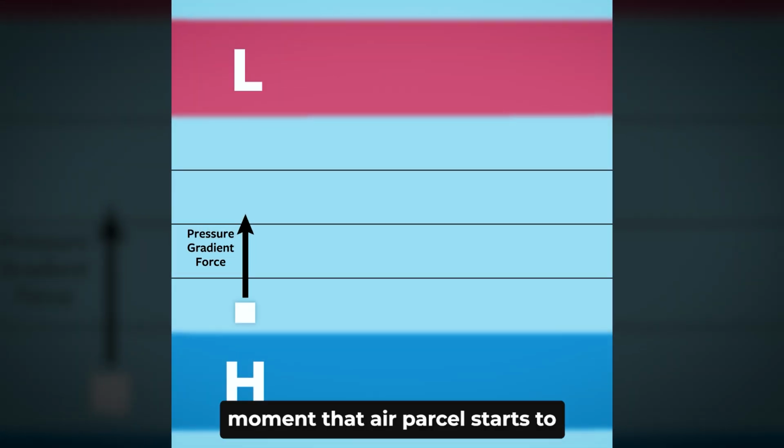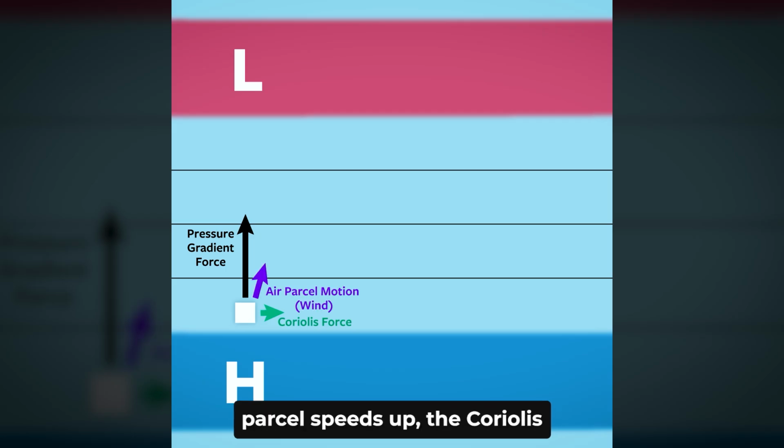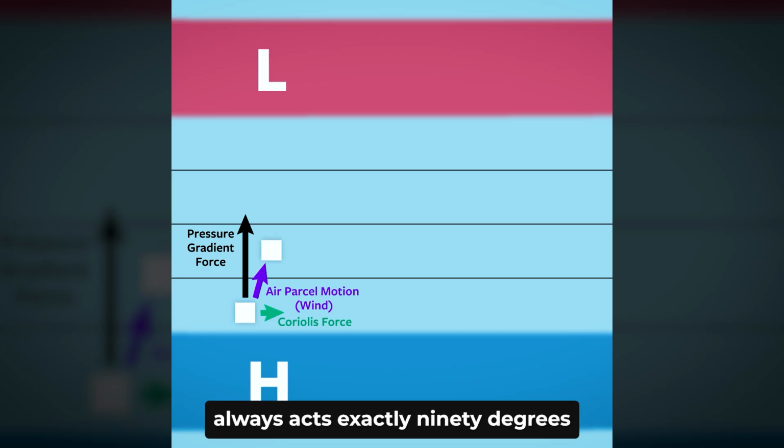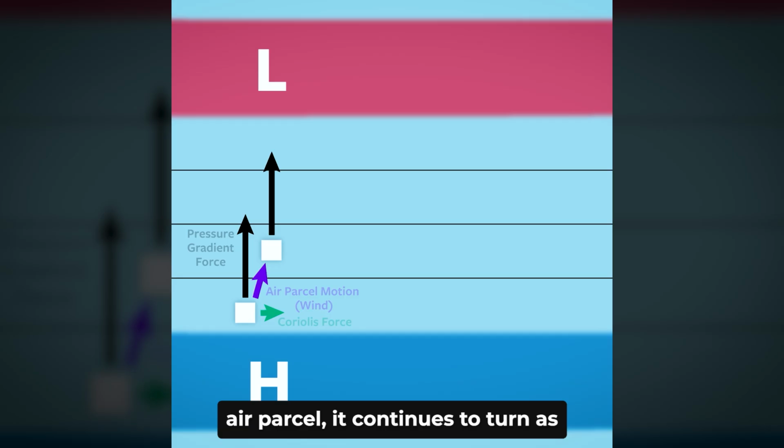But the moment that air parcel starts to move, the Coriolis force kicks in and acts 90 degrees to the right of its motion, nudging it slightly to the right. As the air parcel speeds up, the Coriolis force increases too. And because it always acts exactly 90 degrees to the right of the motion of the air parcel, it continues to turn as it accelerates.